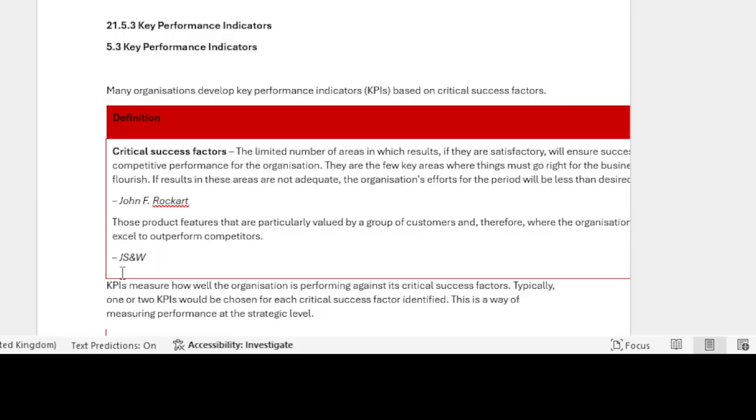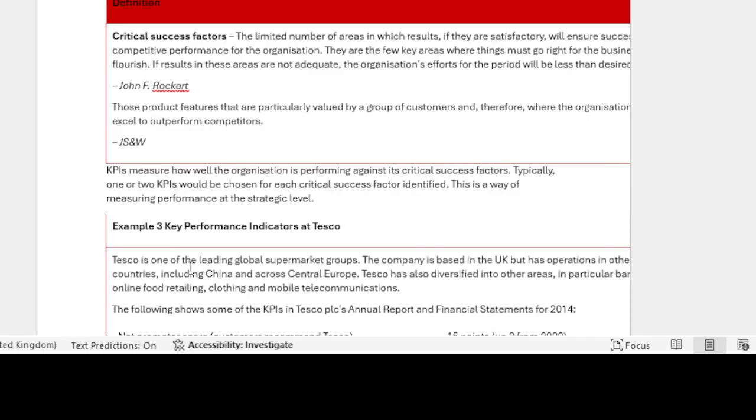Because KPIs are very important when we're trying to assess the success factors or the success of the organization. So what are the KPIs going to help us do? They're going to help us measure how well the organization is performing against its critical success factors. Typically 1 or 2 KPIs will be chosen for each critical success factor that has been identified by the organization.